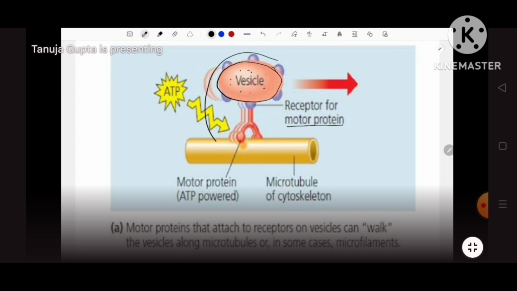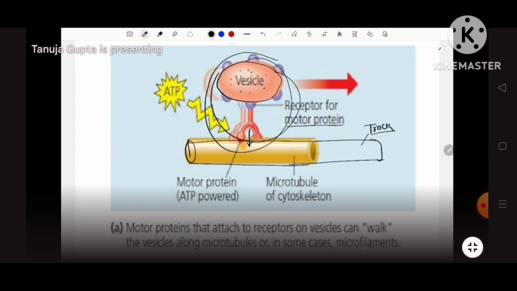Okay, now after making this complex, it moves on this cytoskeleton. See, this is the cytoskeleton, it is a fiber. Okay, it is a fiber, so it provides a track. So it acts as a track, and these motor proteins move on this track, and so on.